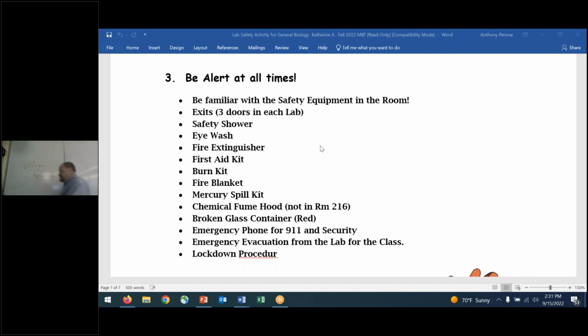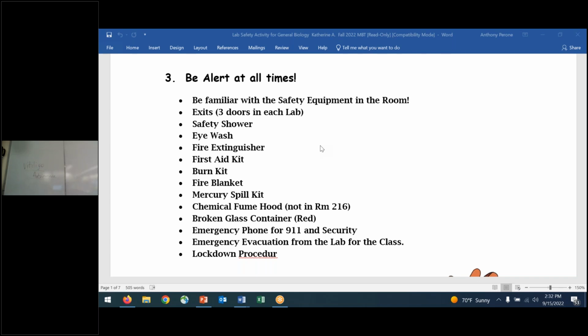You'll see here that over here there's a shower and an eye wash station. So if anything gets into your eye, a situation where you would get bad chemicals, that wouldn't happen in my lab, but just so that you know, that's right over here in the corner. The fire extinguisher is right over here. The first aid kit is right here at my desk in the front.